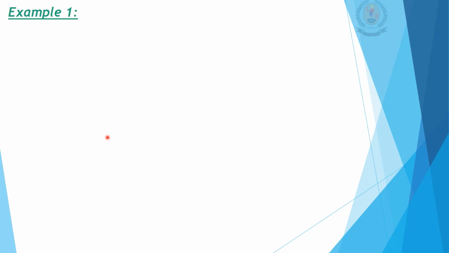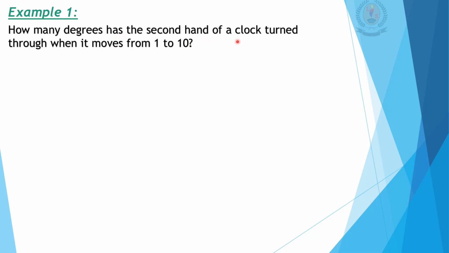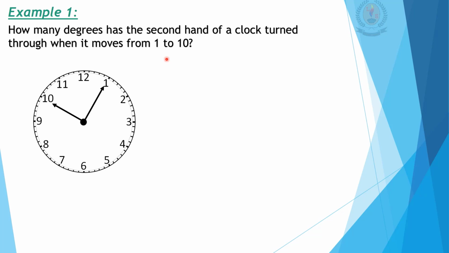We'll go to an example. How many degrees has the second hand of a clock turned through when it moves from 1 to 10? When it moves from 1 to 10. Here, do we know the fraction of revolution like quarter, half or 3/4? No. Then we can find, here we know altogether on a clock face there are 12 hours. That means each and every clock face is partitioned into 12 parts. So, here the fraction of the revolution can be taken out of 12. Shall we see it? We'll see out of 12 what fraction of revolution here is.